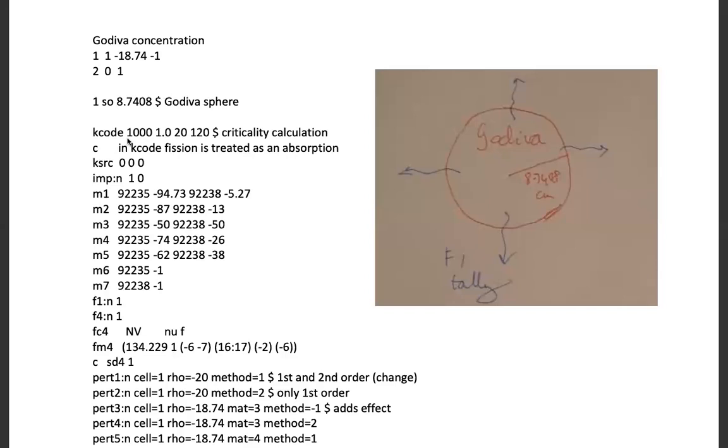run description is that I'm going to simulate 1,000 particles. My guess for k is 1. I'm going to skip 20 cycles, and the total number of cycles I'm going to carry out this simulation for is 120. Now, the reason I skip cycles is because I expect lots of fluctuations in the beginning, so I don't want those fluctuations to spoil my estimate at the end of the mean and the standard deviation.